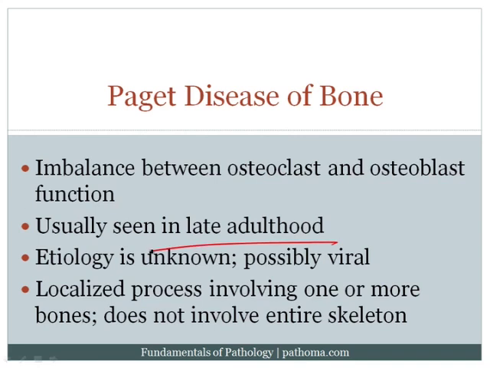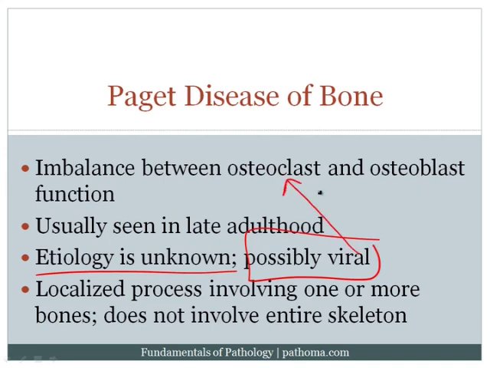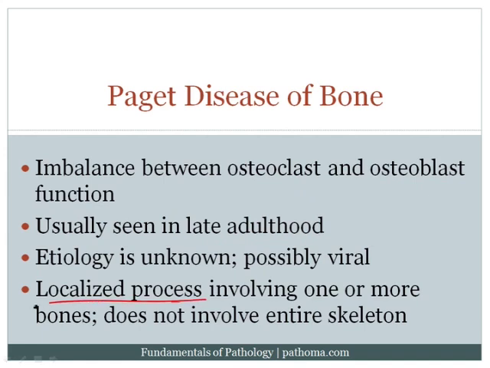Now, this disorder is usually seen in late adulthood, approximately the age of 60. And we don't know the etiology, but it's possibly viral. So the idea here is that a virus would infect the osteoclast, making it crazy. Important to note that this is a localized process that involves one or more bones. It does not involve the entire skeleton.